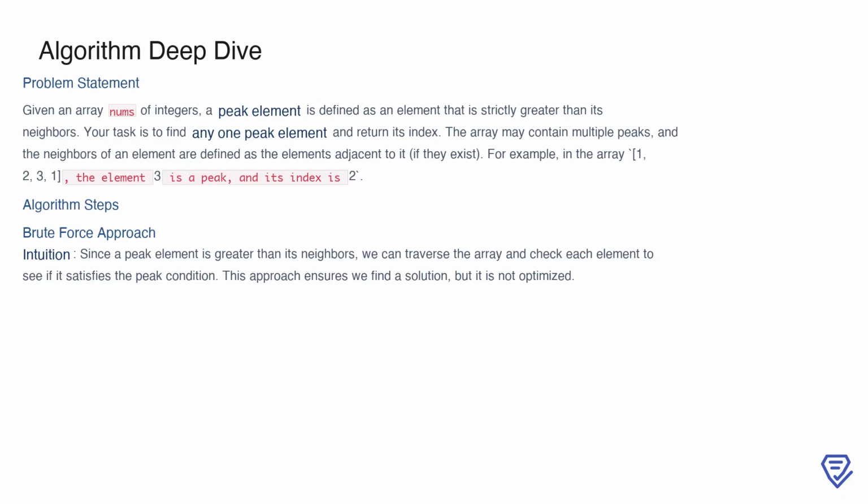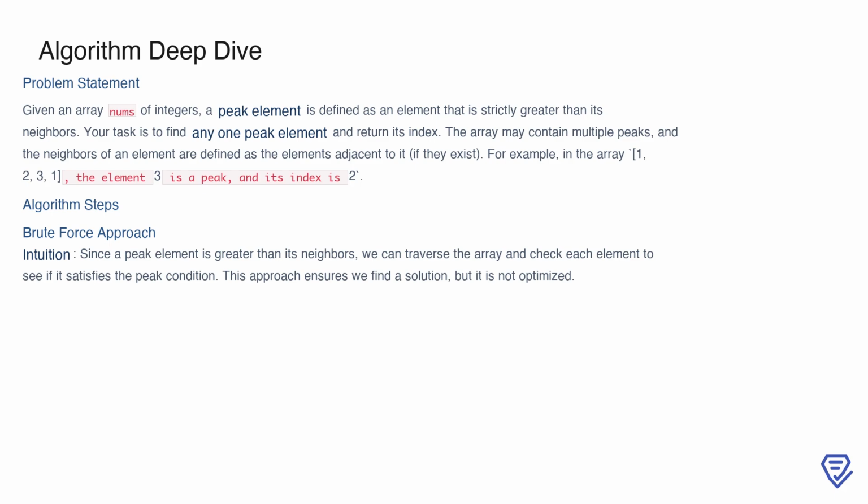In this problem, you are given an array of integers where a peak element is defined as an element that is strictly greater than its neighbors. The task is to find the index of any one peak element. It's important to note that the array can have multiple peaks, and neighbors are defined as the elements directly adjacent to the current one, if they exist.